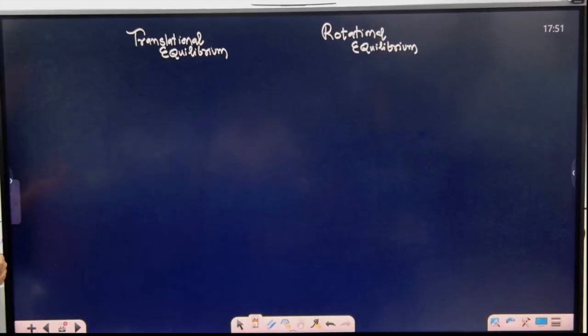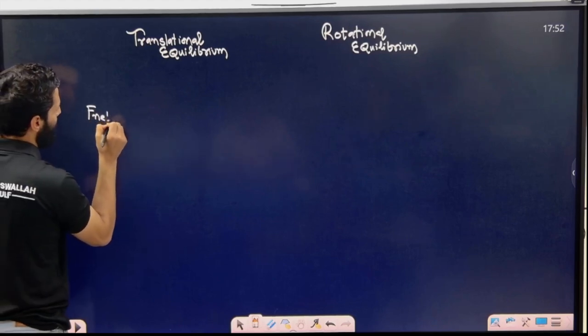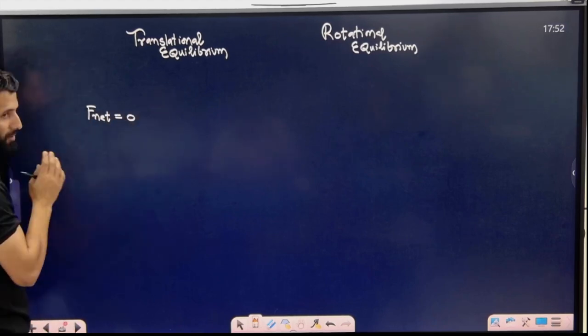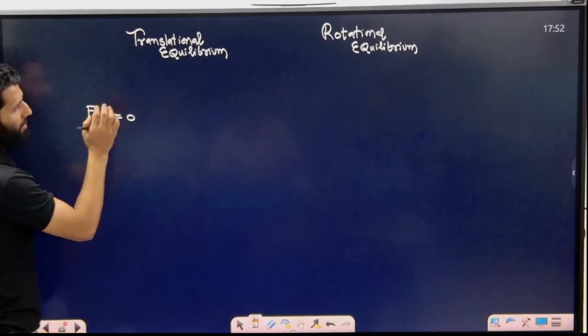What is translational equilibrium? When the net force is zero. Okay, and the net force is equal to zero. That means either the object will stay in the state of rest or uniform motion. Translational equilibrium is basically simple.